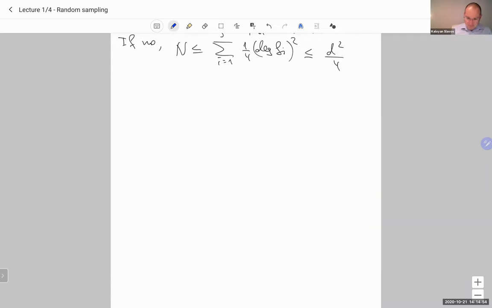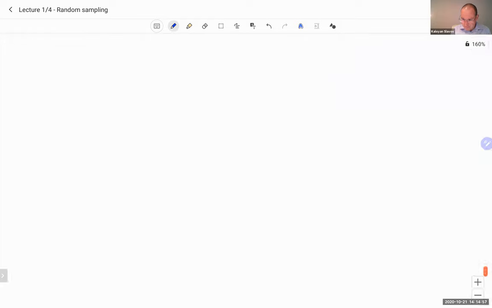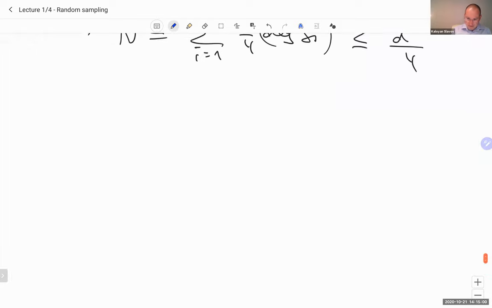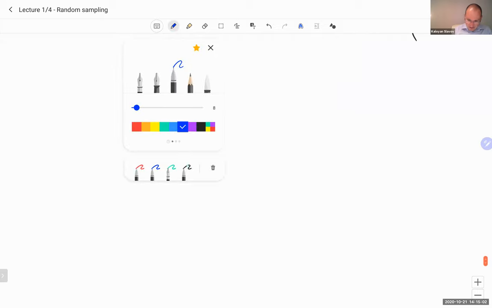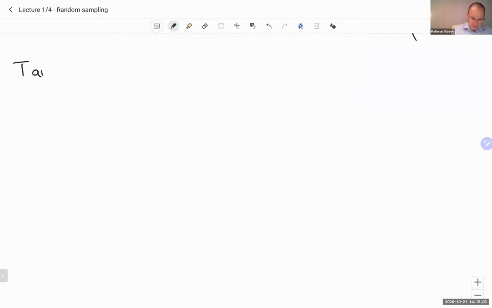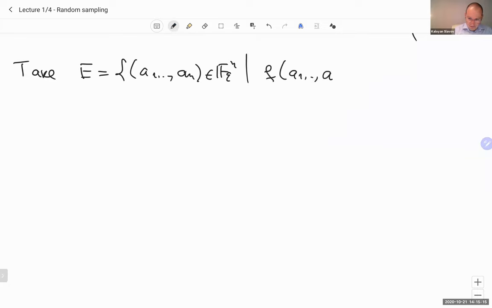Okay, so again, take E as usual to be a1 until an in Fq to the n, so that f of a1 until an is equal to 0 inside Fq to the n, the solution set of our polynomial equation of degree d, and let N be the order of E.